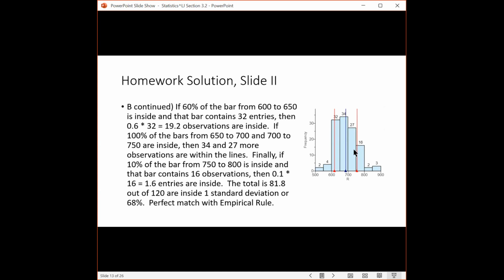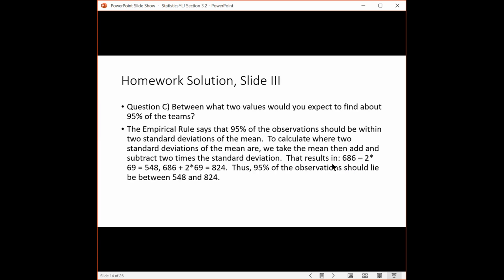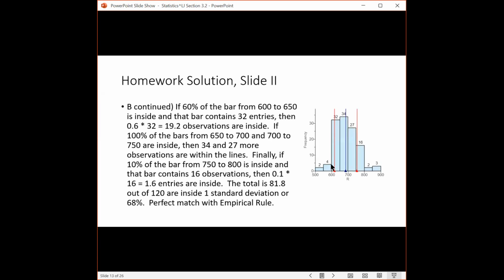So we're saying 1.6 of those 16 are within the interval. All right, and then finally, once you've got that, you can go through and add those up: 19.2, 34, 27, and 1.6. That gets us the number of actual observations that are between the two red lines using our estimate method, and that's going to total 81.8.